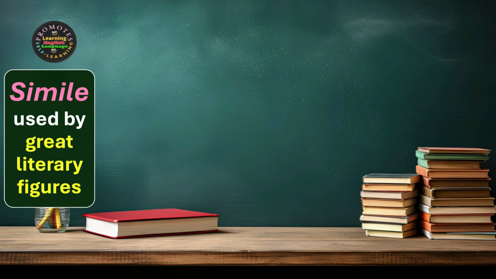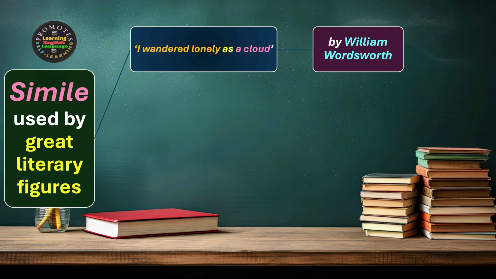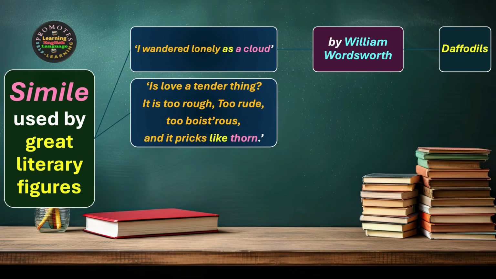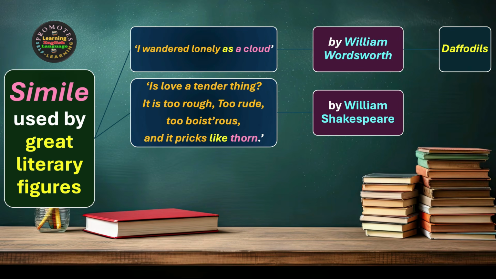Simile used by great literary figures. I wandered lonely as a cloud. See the phrase as a cloud. This was composed by William Wordsworth in the poem Daffodils. We have another example. Is love a tender thing? It is too rough, too rude, too boisterous, and it pricks like thorn. So like thorn, you can notice, written by William Shakespeare in the drama Romeo and Juliet.